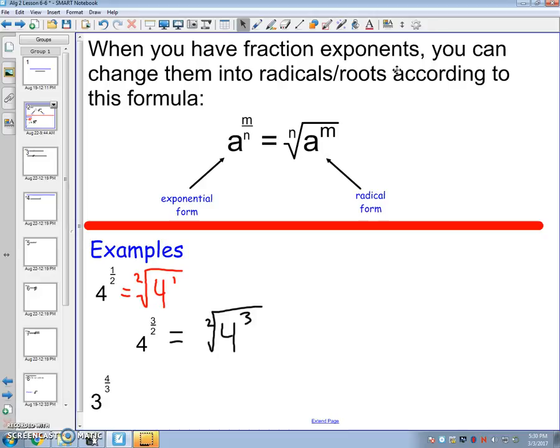So this last one, if I rewrite that, well, the 4 stays with the 3, and that bottom number is the root. So the cube root of 3 to the 4th power is the same thing as 3 to the 4/3 power.